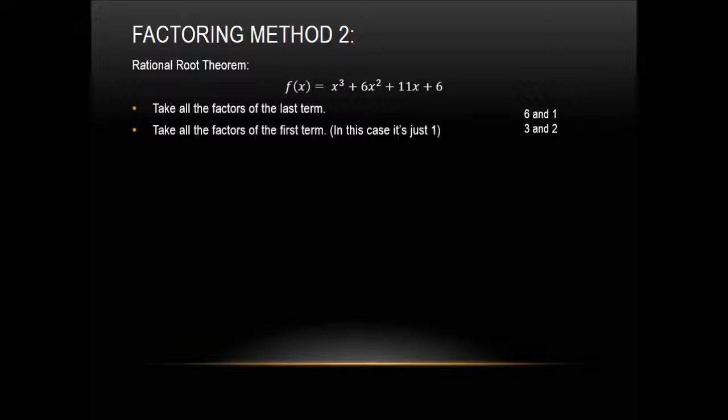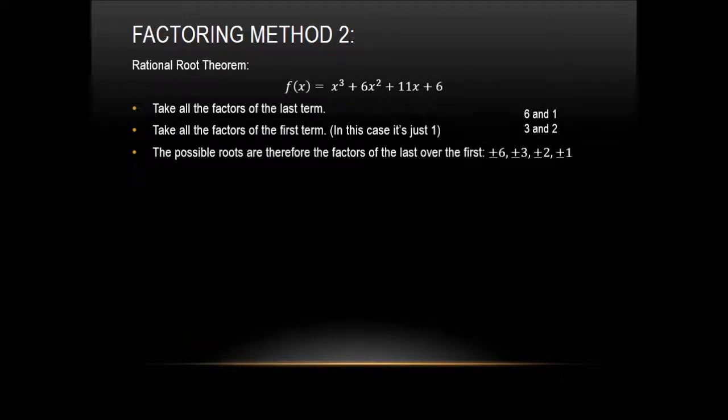But if there was a number there, you would take all the factors of it, just like we did for the last term, sorry. Okay, so then the possible roots are the factors of the last term over the first coefficient. So that means that if we have 6 and 3 and 2 and 1, then all of those are possible roots. But remember, for this, they're all going to be plus or minus. So it could be a positive 6 or a negative 6.